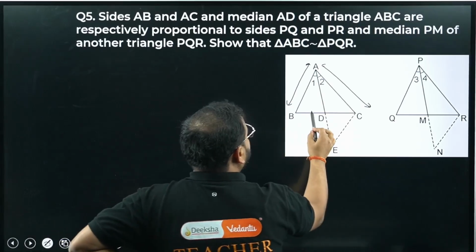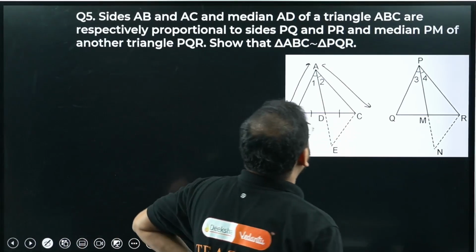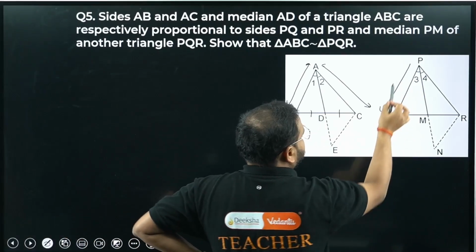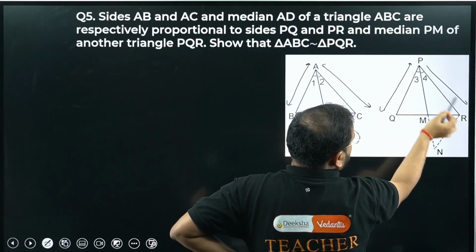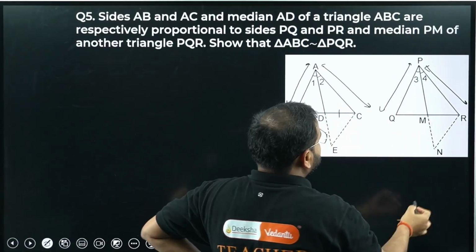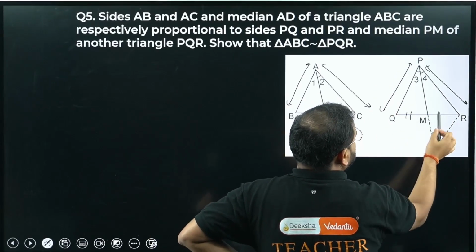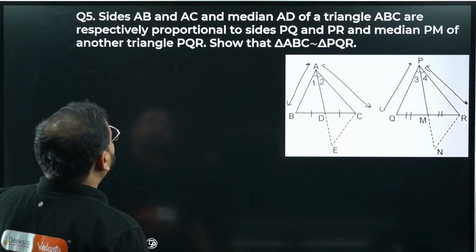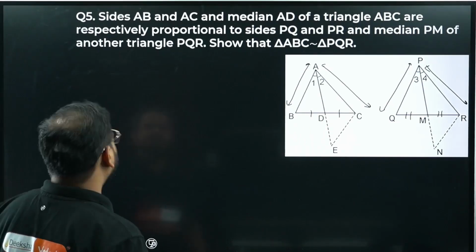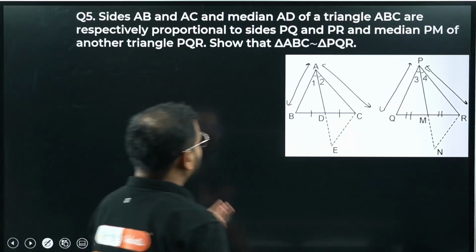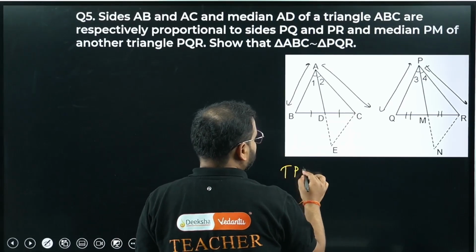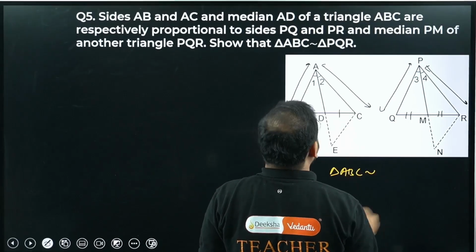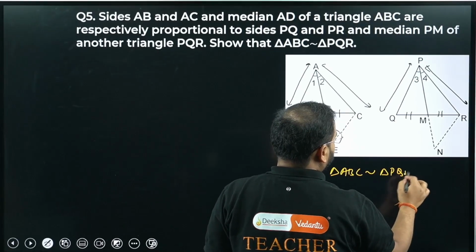Median means basically this side BD and CD are equal. It is proportional to side PQ over here, and PR over here. And this side median is there, meaning QM equals MR. Clear? Prove ABC is similar to PQR. What are you looking to prove? To prove is triangle ABC similar to triangle PQR.